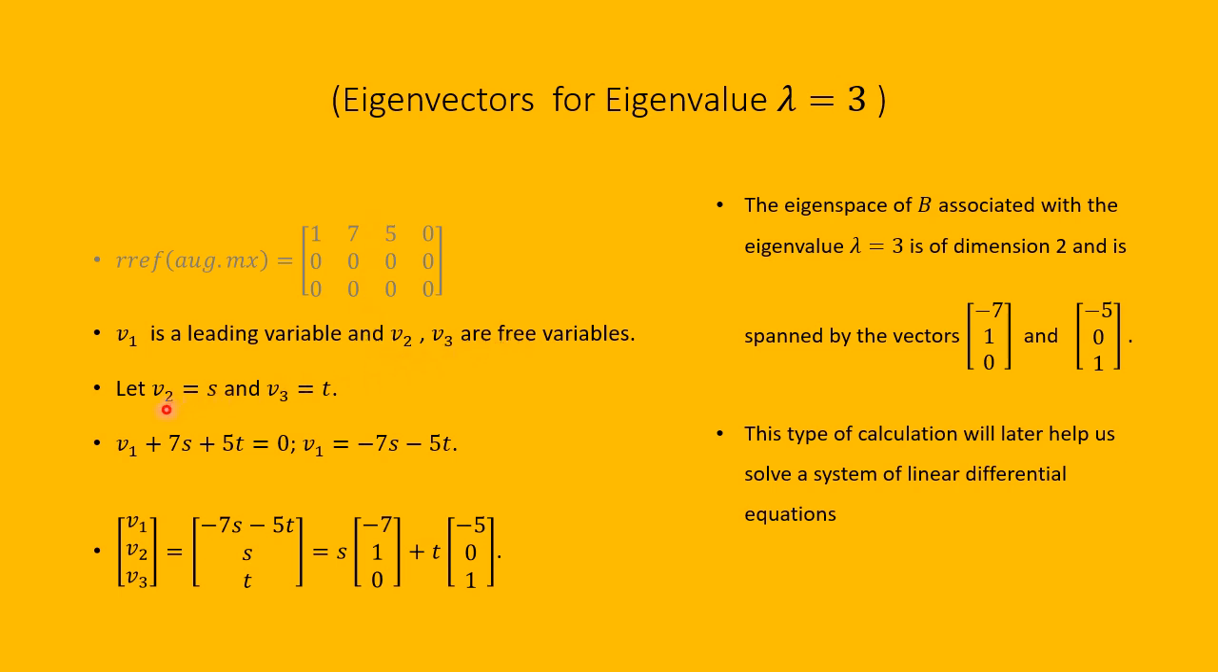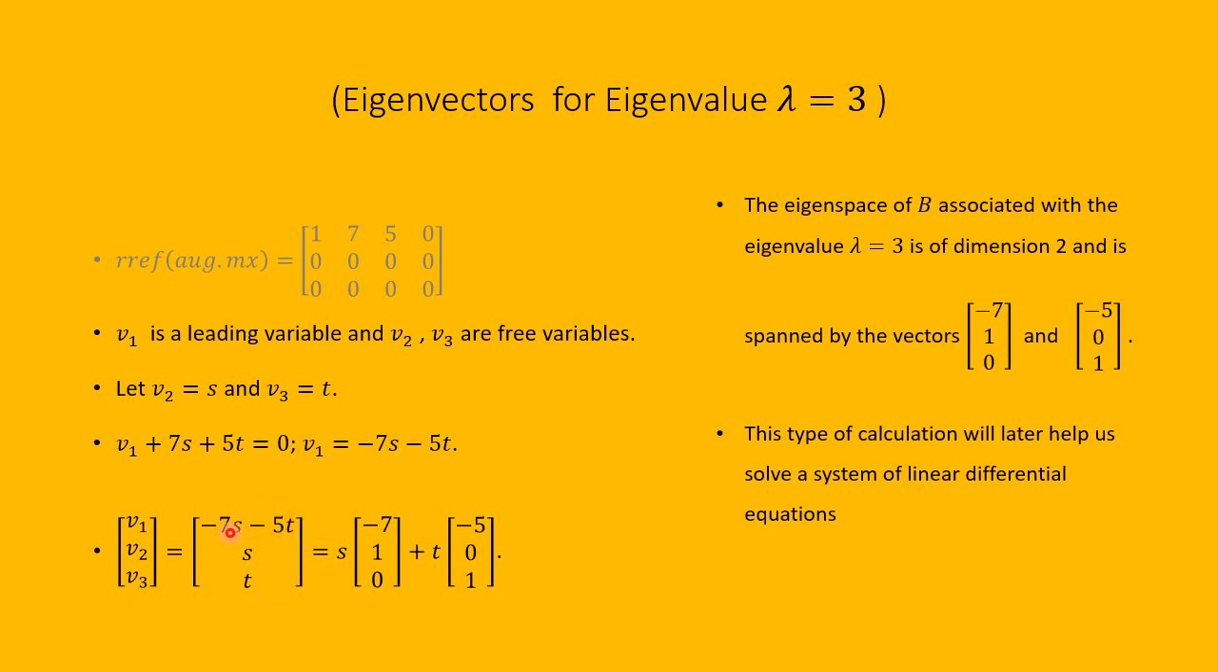So we can let V2 equal the parameter S, V3 equal a parameter T, and then solve for V1. So from this equation up here, the corresponding equation for this row, V1 plus 7S plus 5T equals 0. So V1 has to be minus 7S minus 5T. So the eigenvector V1, V2, V3 has the following form. V2 we set equal to S, V3 we set equal to T, and from here we found that V1 would have to be minus 7S minus 5T.